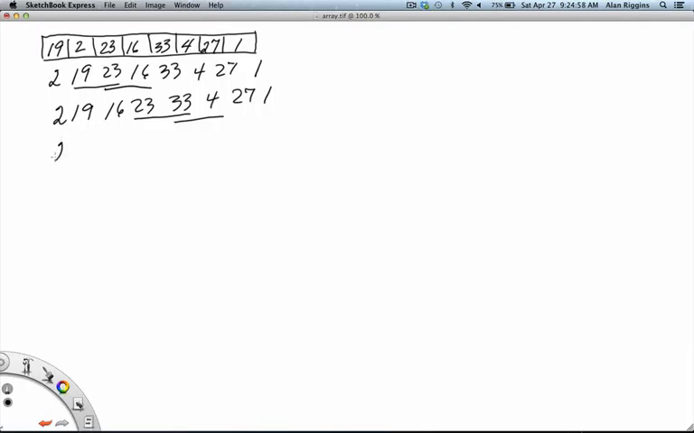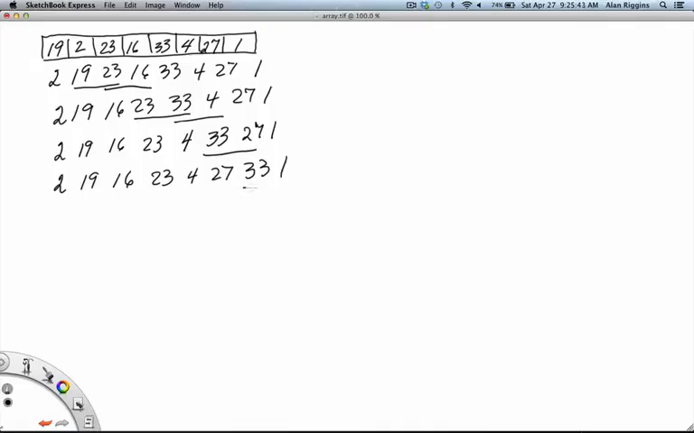So we have 2, 19, 16, 23, 4, 33, 27, and 1. Now we move down to the next pair, and they're out of order. The 27 is smaller than the 33. They must be swapped. So we have 2, 19, 16, 23, 4, 27, 33, and 1.